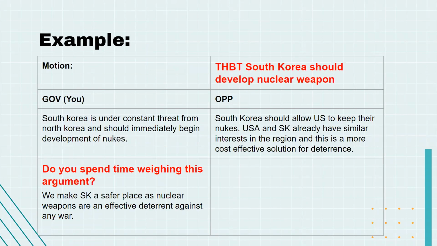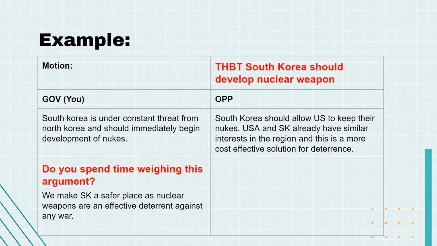So here's another example. The motion is this House believes that South Korea should develop nuclear weapons. So at side government, your speaker goes and says, look, South Korea is under constant threat from North Korea, and we should immediately begin the development of nukes. Then opposition comes and says, yes, we agree South Korea is under threat, but what we want is USA to be able to place their nukes in South Korea, and they give lots of analysis for why their interests are likely similar and why they also have incentives to do so.